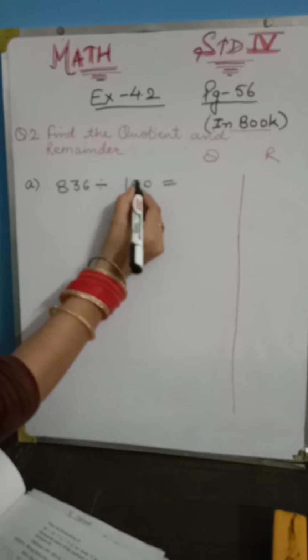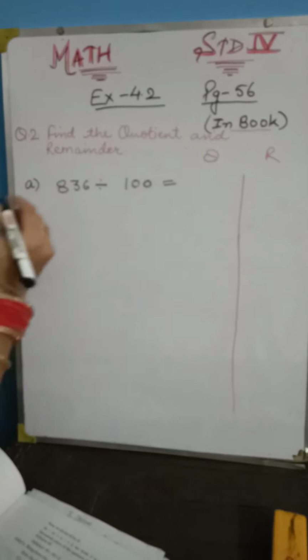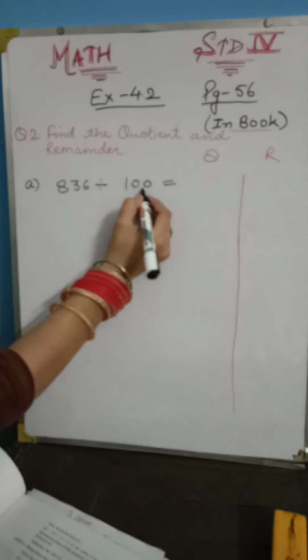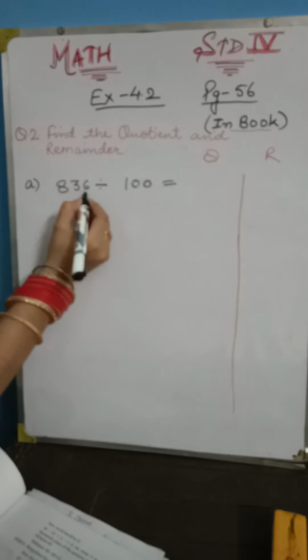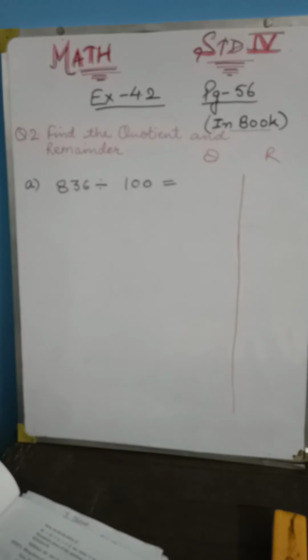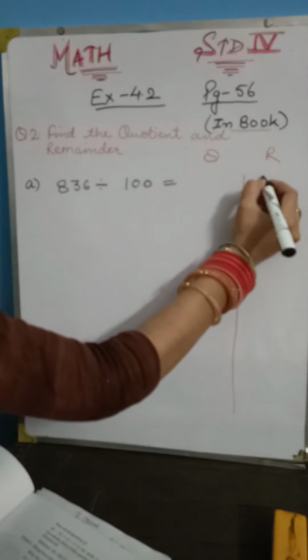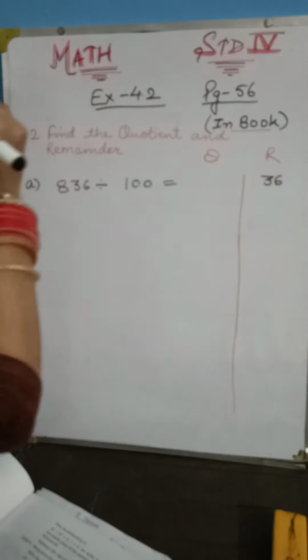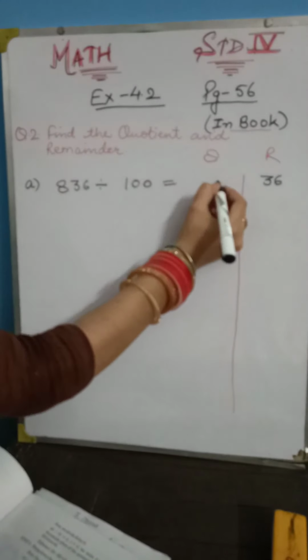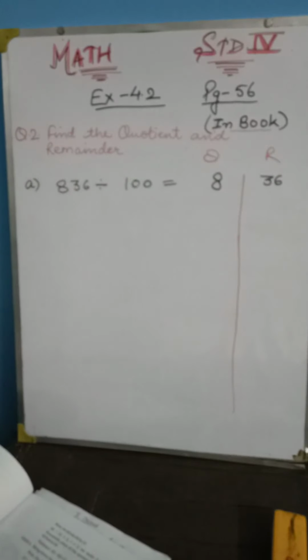We will see only the last part of this number. How many zeros are there? 2 zeros. 2 zeros means the last 2 digits. The last 2 digits will be the remainder. First write it here. Remainder 36. What is left? 8. The quotient is 8. Very easy.